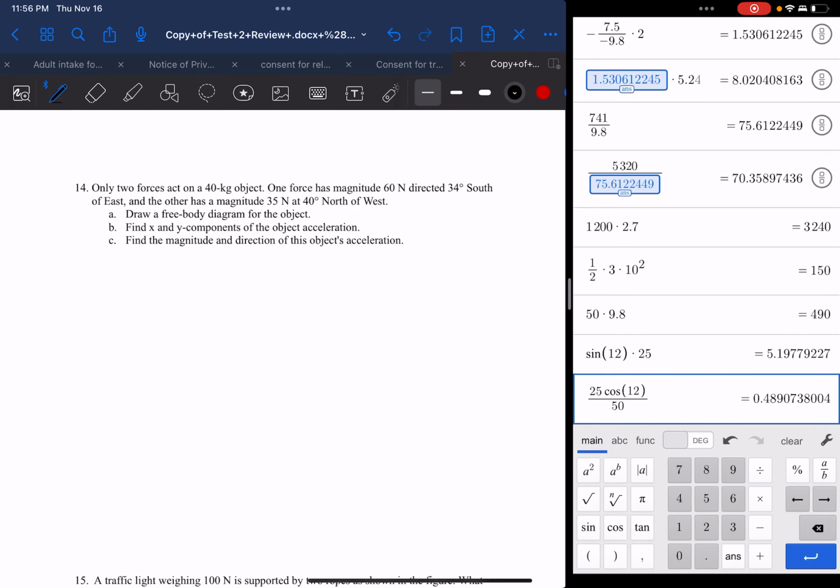Only two forces act on a 40 kilogram object. One has a magnitude of 60 newtons and it's directed 34 degrees. So this is force A. It's directed 34 degrees south of east. This is east, this is 34 degrees to the south. X component, y component. The second force is directed 40 degrees north of west. This is west, this is to the north of it. X, y. So this is 60 newtons, this is 35 newtons.